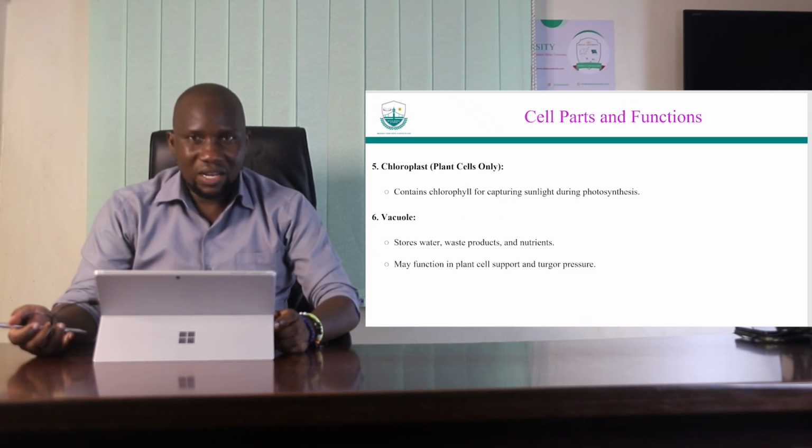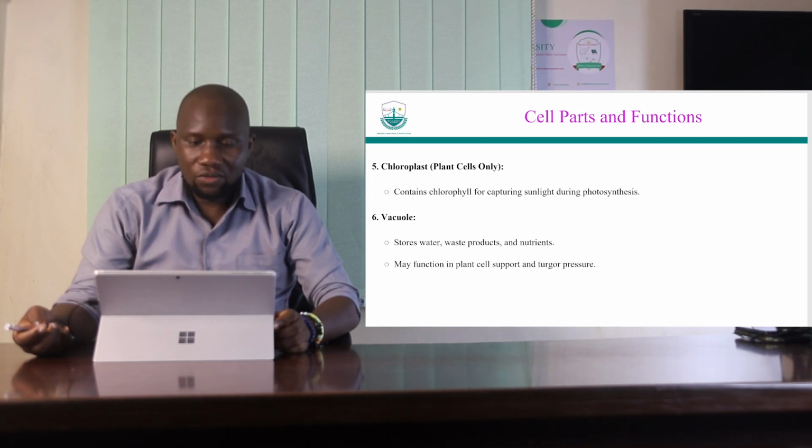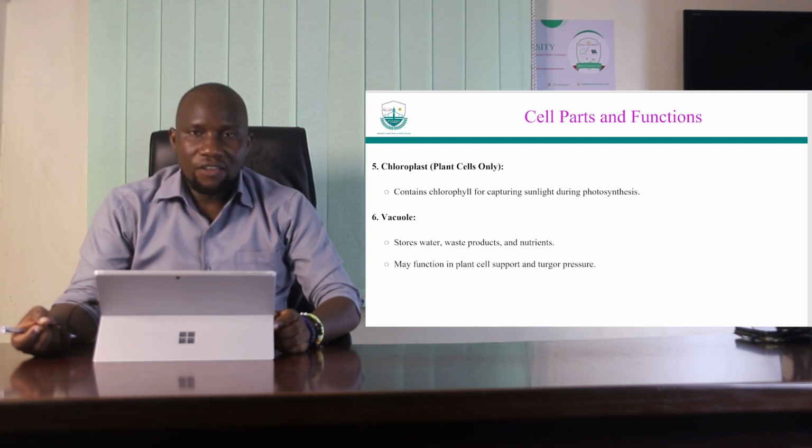The chloroplasts in plant cells contain chlorophyll, which is very important for trapping sunlight for the process of photosynthesis. The vacuole, which is very prominent in plant cells, we call it the sap vacuole in plant cells. It contains water, waste products, and nutrients. So it plays an important role in supporting plants through maintaining turgor pressure.